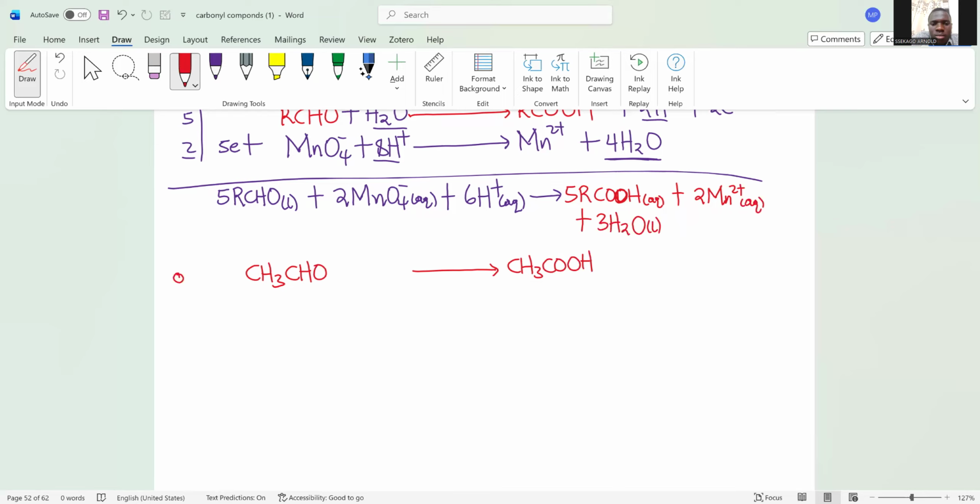Ethanol is taken to ethanoic acid. So look at the carbon atoms on the left, they are 2. On the right, carbon atoms are also 2. Look at hydrogen atoms on the left, they are 4. On the right, they are also 4 hydrogens. Hydrogen is balancing. Look at oxygen on the left, it is 1 oxygen.